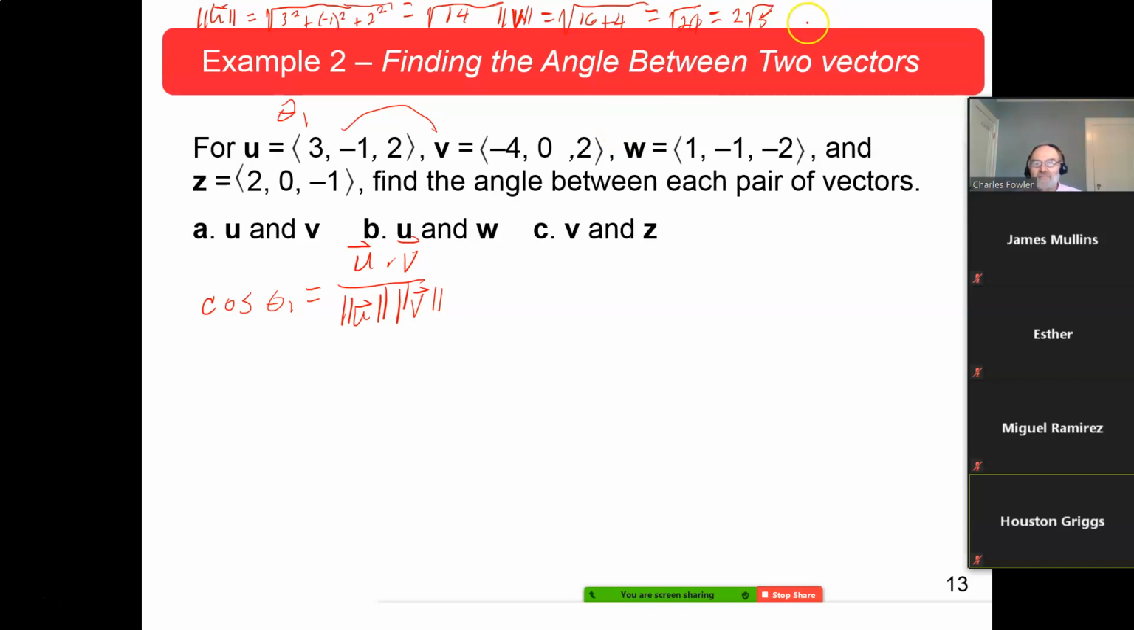Okay, let's do the magnitude of W. I forgot to put my arrow over the V. Okay, now what would that be? The square root of 1 plus 1 plus 4. That would be square root of 6. Okay, magnitude of Z.